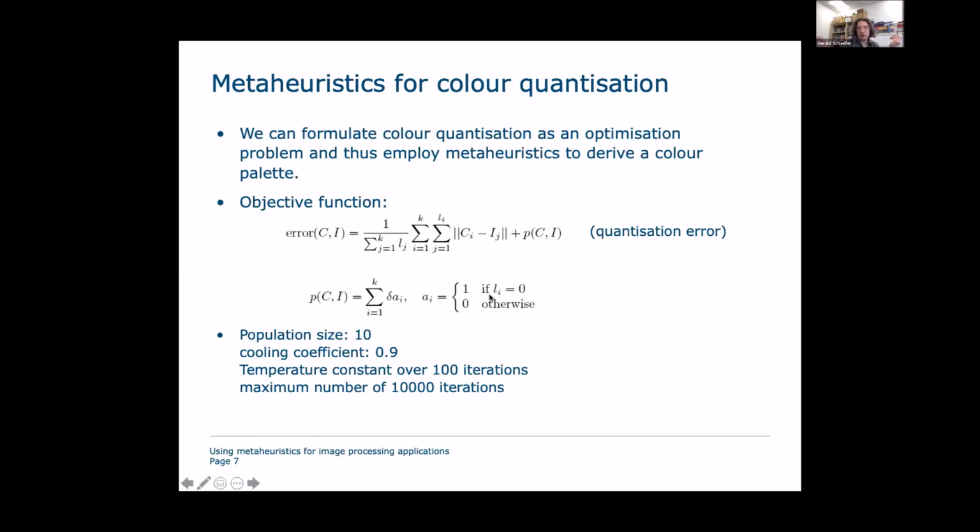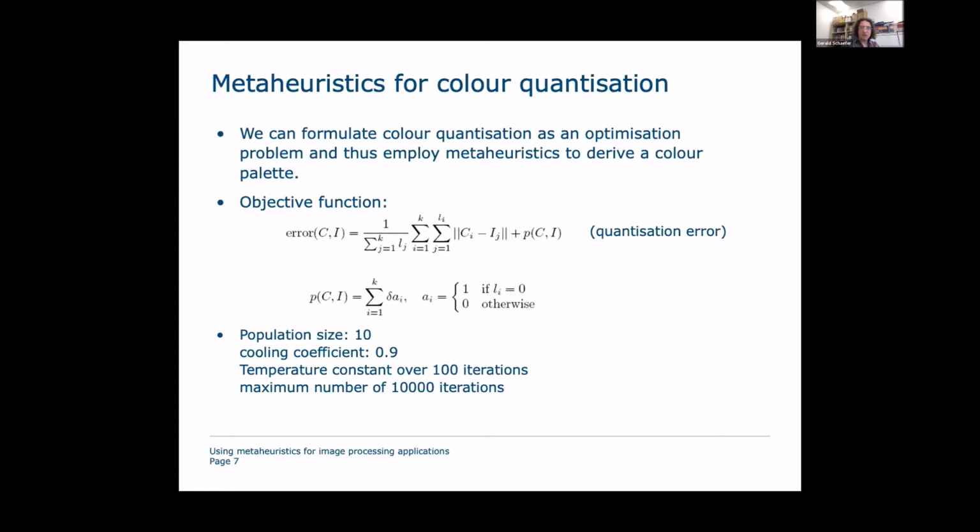We can do that on a pixel basis, so that's this part here of the equation, which is basically calculating the error of the image. And we can try to be a little bit more clever. The other part we've got here, P, is a penalty function that essentially makes sure that we're not getting colors to which no pixels are assigned.